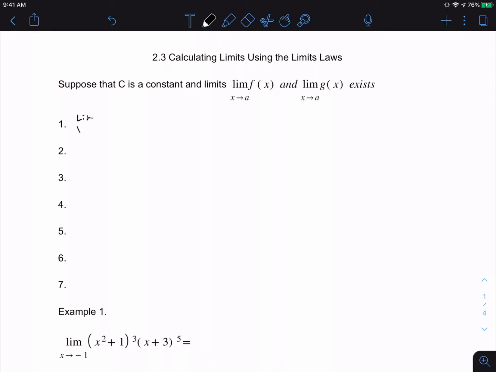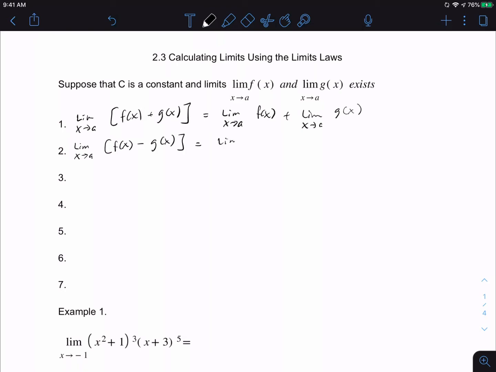The limit as x approaches a of f of x plus g of x, where both of them are in brackets: what ends up happening here is the limit is distributed. So the limit of the individual functions added up is the same as adding the functions and then taking the limit. Does that make sense? And by the same token, if addition works, obviously subtraction will also work. So the individual limits, their difference, is also going to hold true.